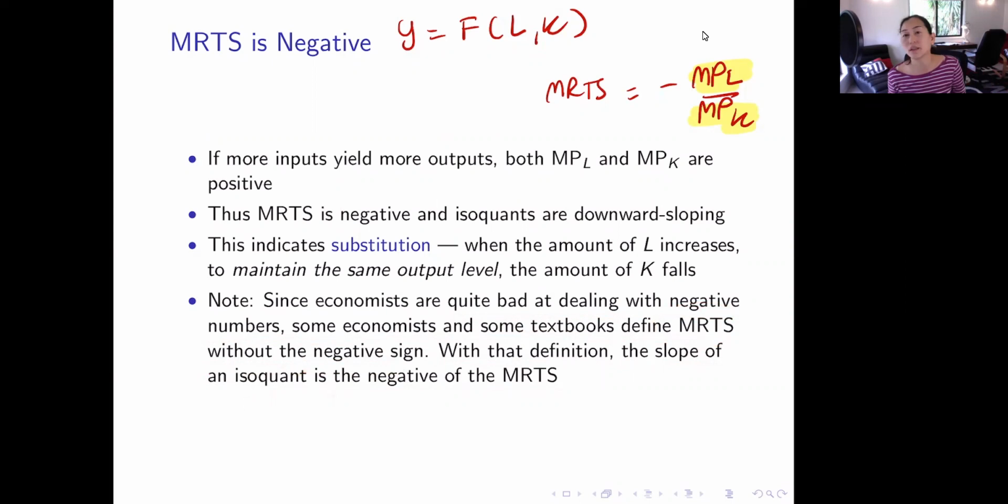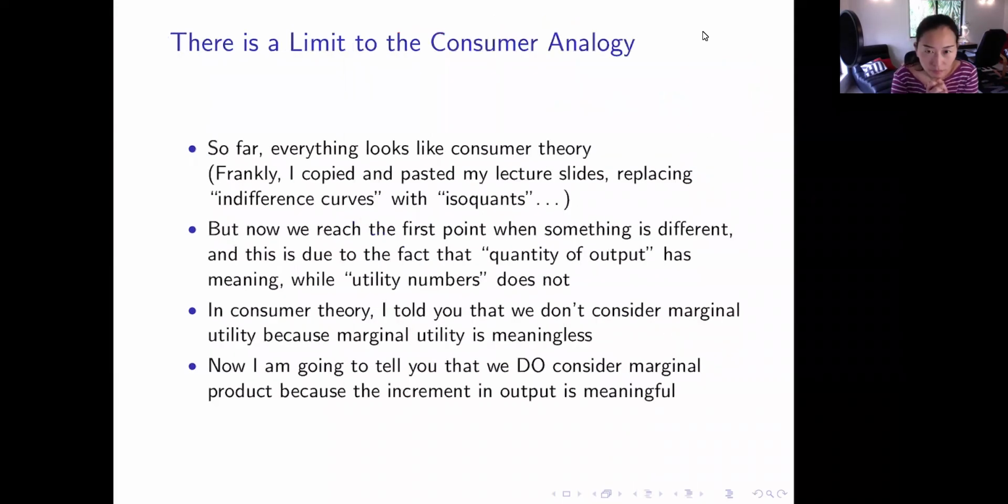But just remember that whether it has a negative sign or not, you need to know that MRTS is just the indicator of the substitutability between the two inputs L and K. So if you increase one input, you must decrease the other input. And that's what it is.